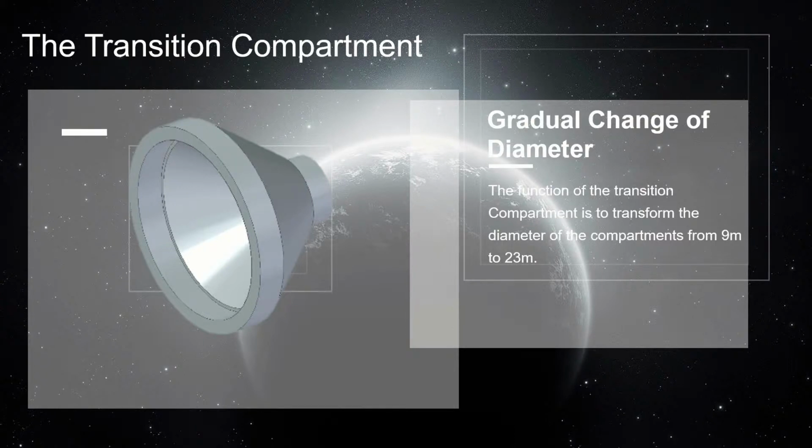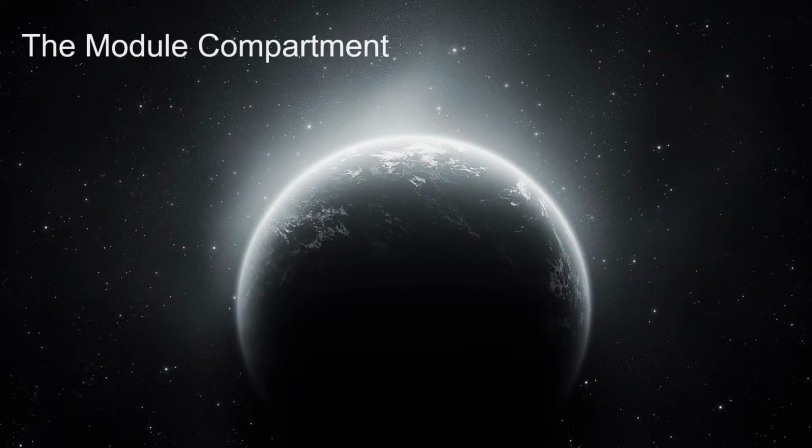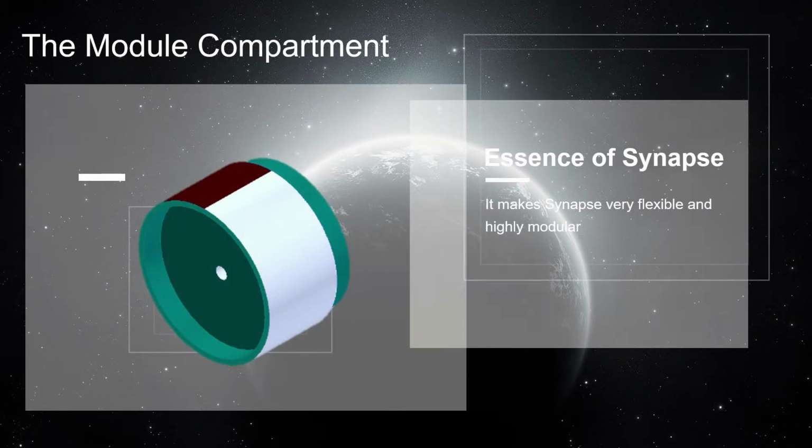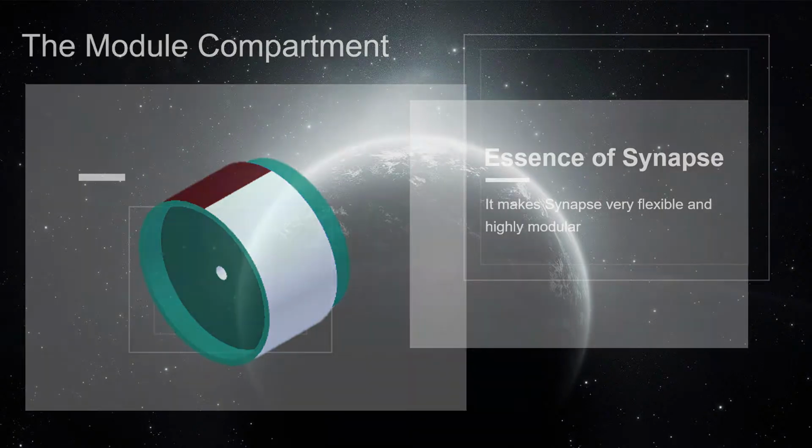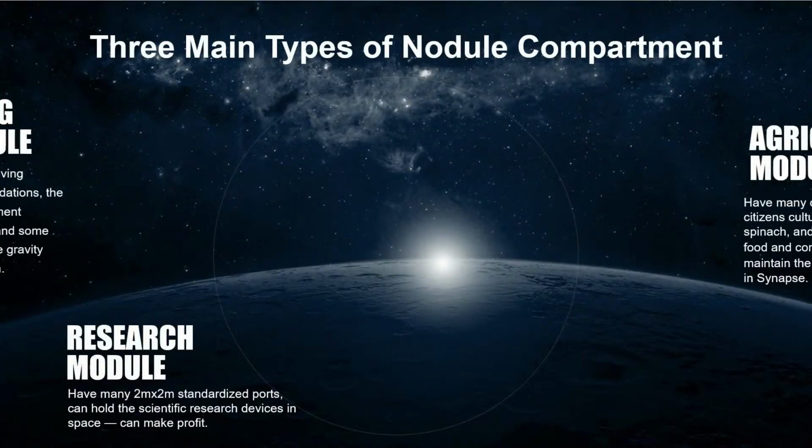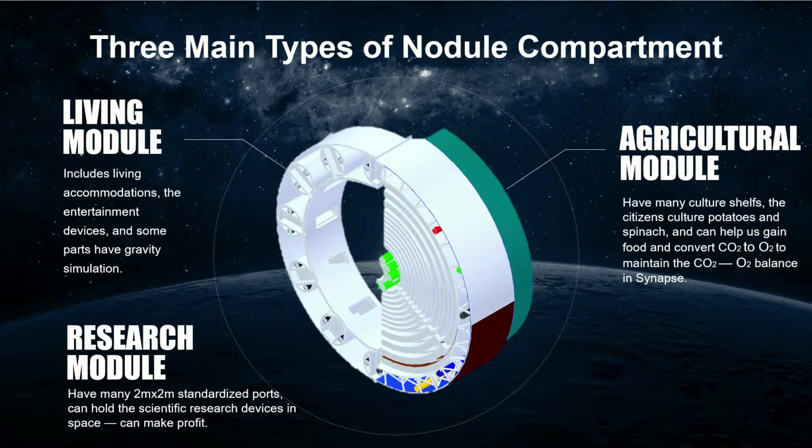The module compartments are the main compartments of Synapse. Throughout our design stream, there is a central concept, that is, all our design should be highly modular. Thus, every module compartment has one external design, but its content will be different. Thanks to this, our module compartments can dock to each other easily, and this will make the inner structure design easy. There are basically 3 types of module compartments.